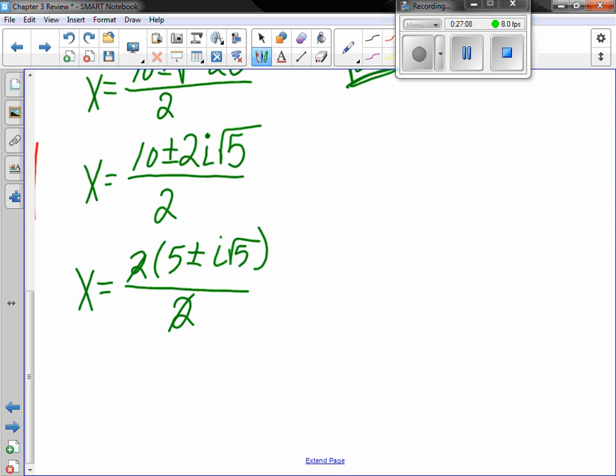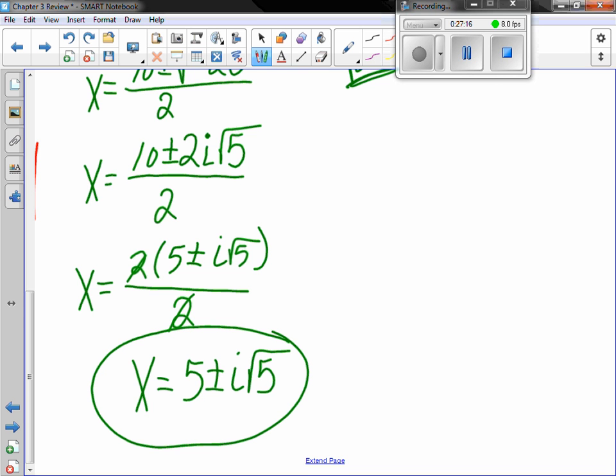And the 2 and 2 would cancel, telling me that x is equal to 5 plus or minus i square root of 5. That we can simplify down. I would try to simplify down as far as you can. If for some reason you don't notice it, I'm not going to count all of it against you, but I would like it simplified all the way down. Any questions on this here?